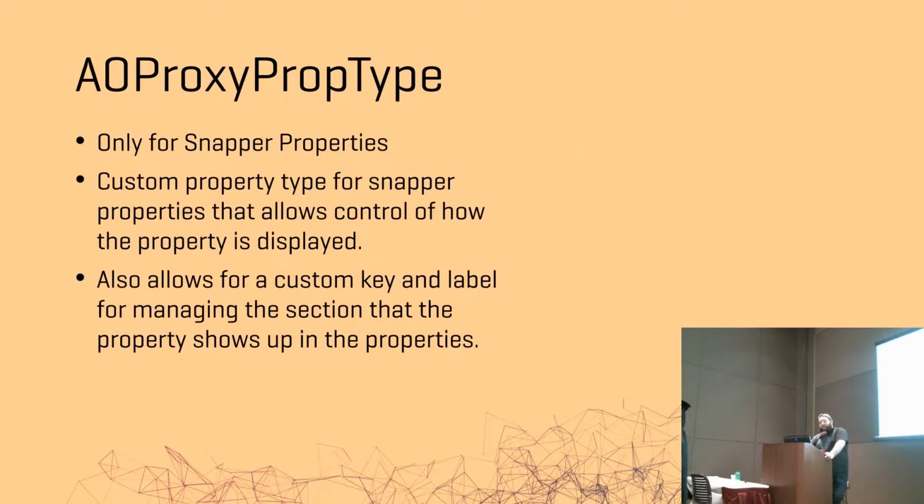The proxy prop type. Now this is specifically for snapper properties. This is a custom property type to allow you to control the visibility of the properties as they show up in the sidebar. Also, you can add a custom key and a custom label for these data. So this is something you might use if you have multiple DsPDatas on your snapper, and you want to maybe show them in a separate section, separate label, or you want your property that may normally come as a list to show up as buttons, things like that.